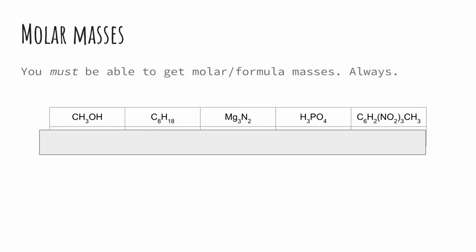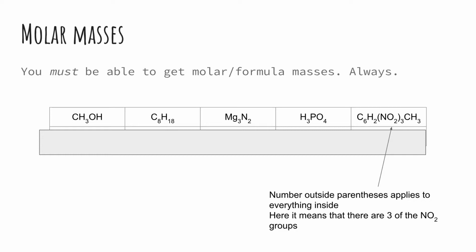So here I have a table with a bunch of chemical formulas on there, a bunch of chemical compounds. Go ahead and do some practice. Before we do, let's look at this compound over here on the right. That number outside the parentheses applies to everything inside the parentheses. What it's saying is that the thing inside the parentheses shows up a certain number of times. Rather than writing the same thing over and over again, you can just write that thing, and have it show up a certain number of times. So for that compound, there are 3 of the NO2 groups attached to that formula. So that means that there are 3 nitrogen atoms and 6 oxygen atoms.